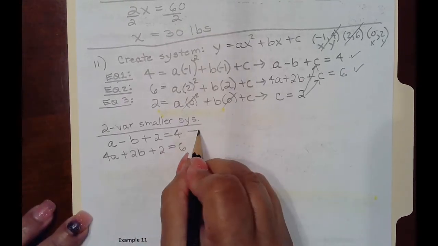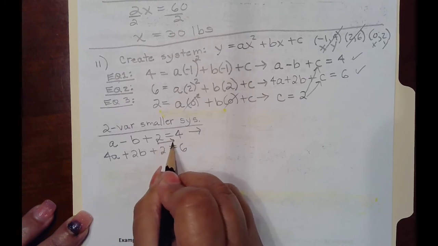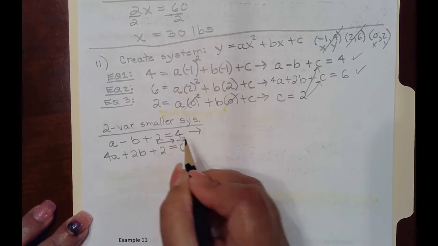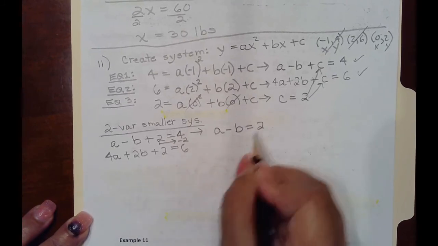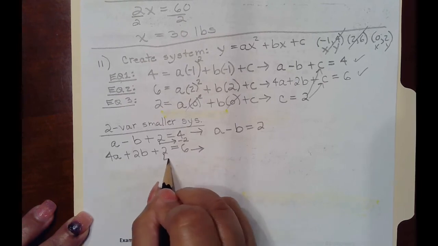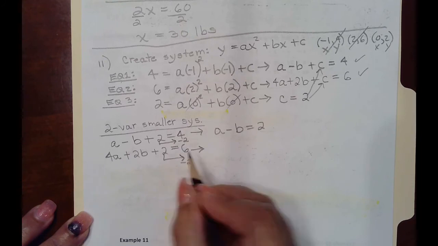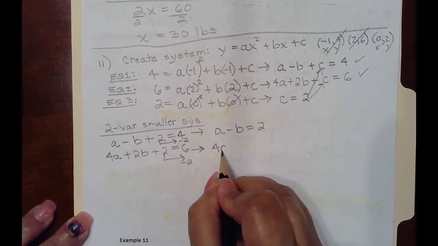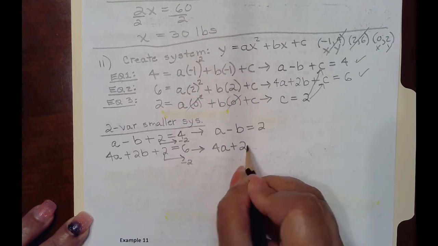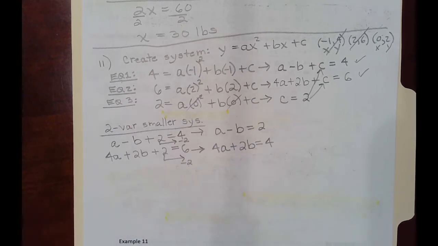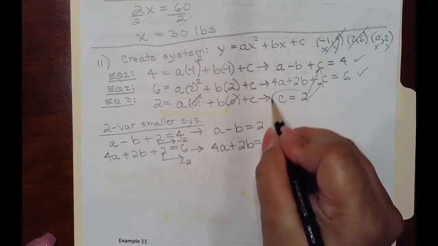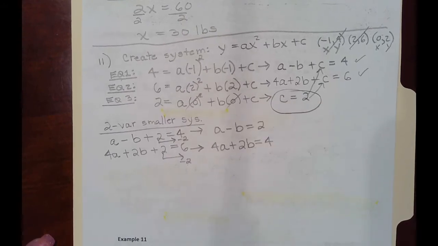Okay, then cleaning this up a little bit by bringing this 2 over here to the side where the constants are and writing it as a negative 2, we would have a minus b is equal to 2. And this equation, doing the same thing, bringing the 2 over here, writing it as a negative 2 and combining it with the 6, we would have 4a plus 2b is equal to 6 take away 2, 4. So now we have a nice little mini system, and we can just solve for a and b because we already know what c is in this particular problem.